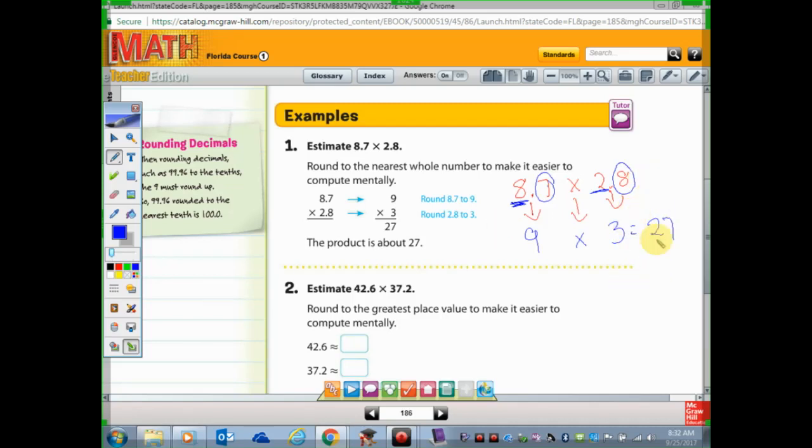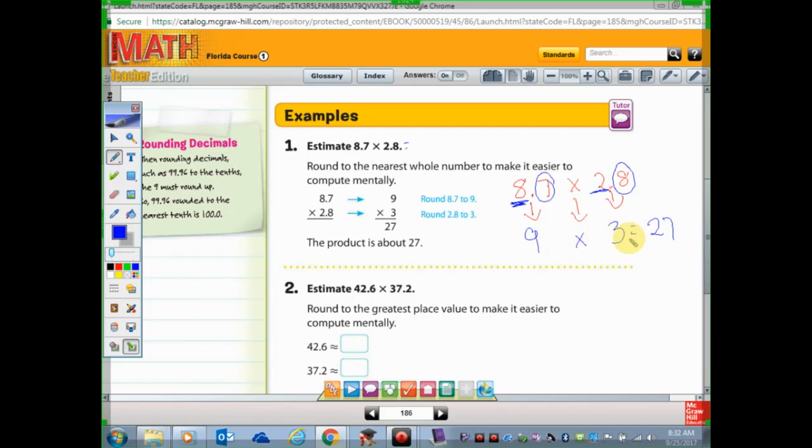Now with both of the numbers that I used to estimate, I went up. So 9 is a little bit more than 8.7, 3 is a little bit more than 2.8. So your estimate is going to be a little bit higher than your actual answer, but it will give you a good roundabout to make sure that when you find your exact answer to this problem, it should be close to 27. It should be a little bit lower, and it's going to have decimal places, but it should be in the ballpark.